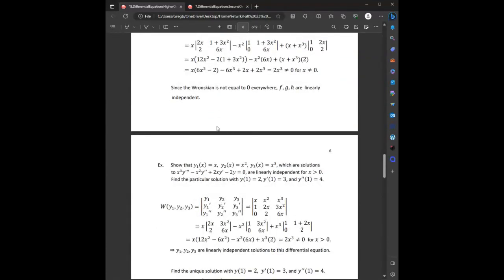Remember the n minus 1. So that's what's happening. Basically, if you can do that and then take the Wronskian of it and get something that's not 0, that means that they're linearly independent. And that is what we're trying to achieve here.